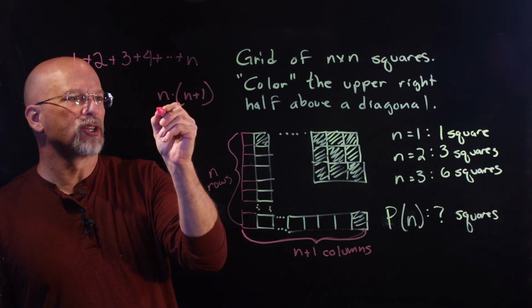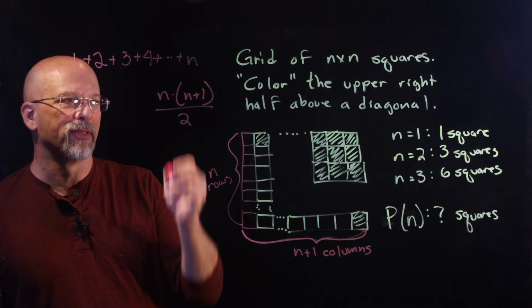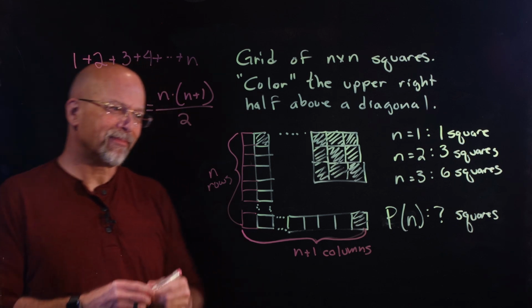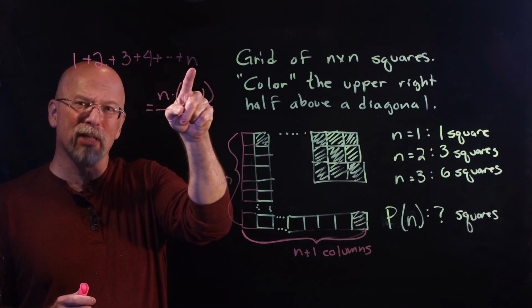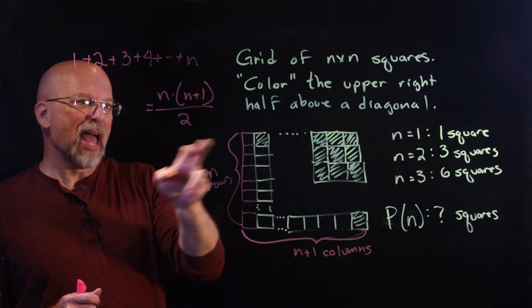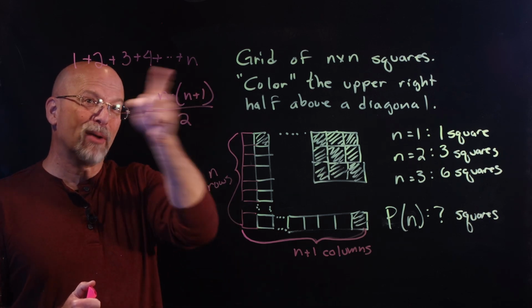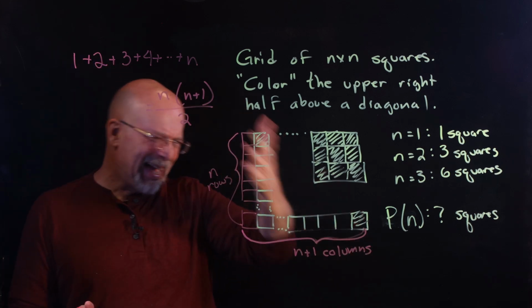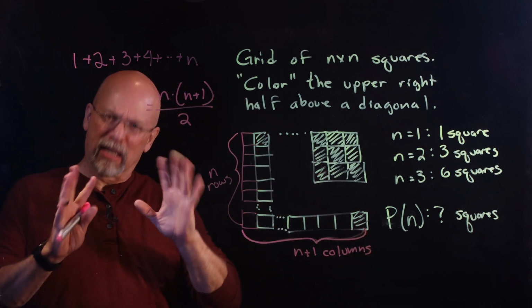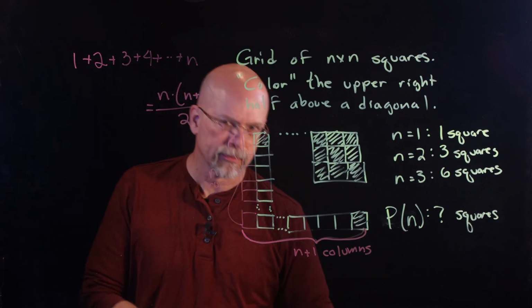How many of them are shaded? Exactly half of them, all right? So I got this idea of 1 plus 2 plus 3 plus 4, all the way up to adding in n. I actually have an expression that might represent that sequence. How do I know if that's actually true? I mean, I kind of showed how it works, but let's prove that it's true.